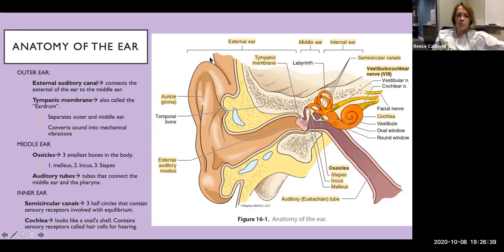P-I-N-N-A. I know it's a super weird word, which is like the satellite structure you can actually see and feel. The external auditory meatus, the hole, the tympanic membrane, which is the eardrum. The ossicles, the 3 smallest bones of the body.